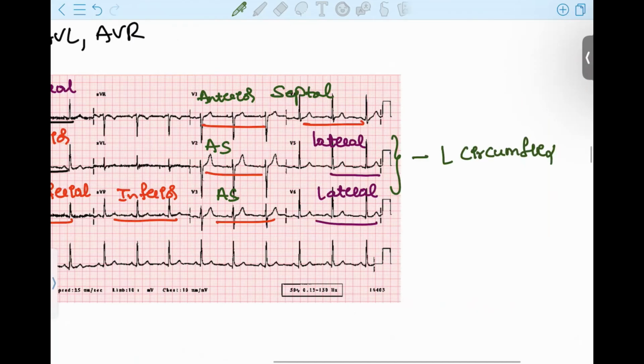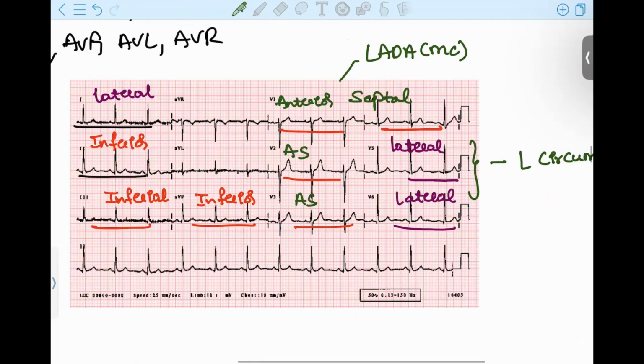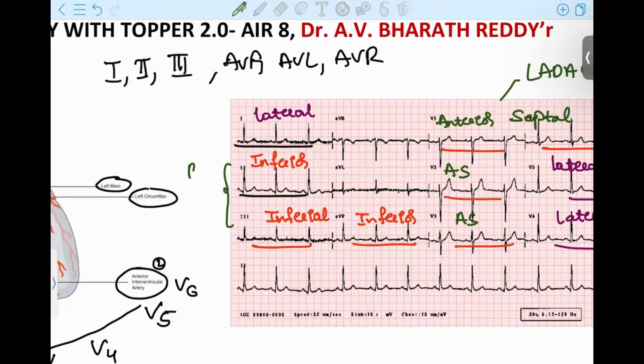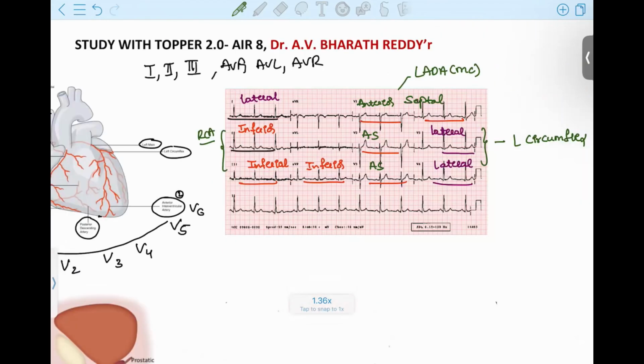And in the anterior septum, that is your LAD. LAD is the most common for coronary artery disease, right? And the inferior side, that is your RCA. And in the posterior side, if it is also involved, that is also RCA. So this is how you have to differentiate the arteries.